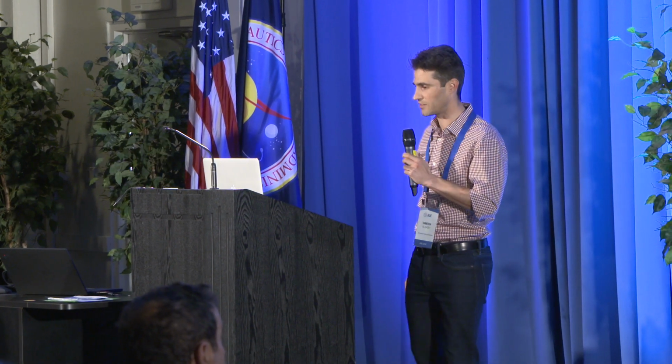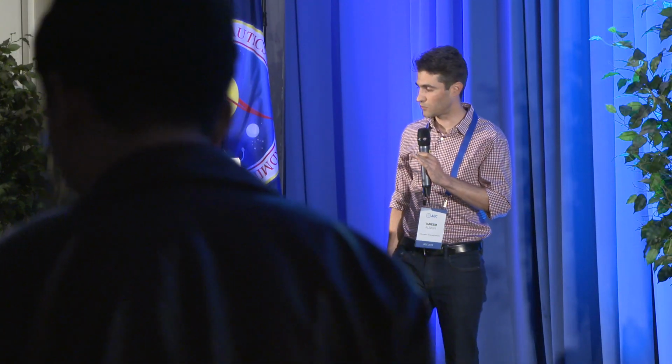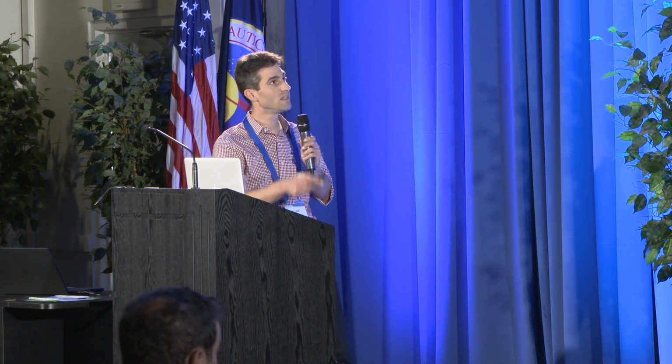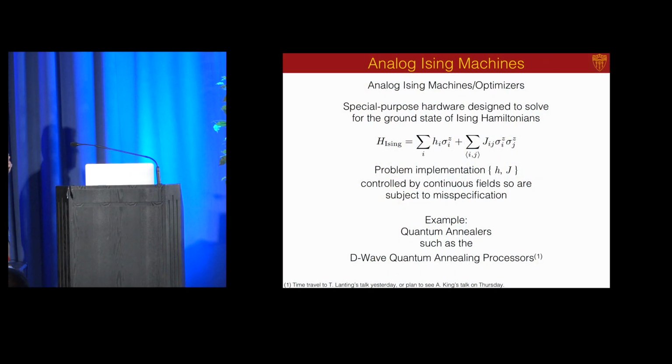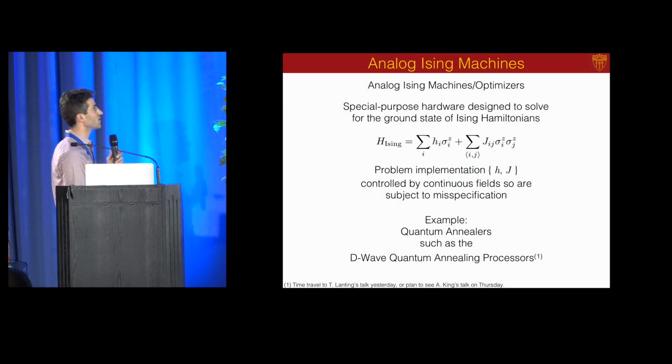So let me begin by explaining what I mean by an analog Ising machine or an analog Ising optimizer. What I have in mind here is a special purpose device built to solve for the ground state of Ising Hamiltonians, right? So this is my Ising Hamiltonian. But crucially, the Ising parameters, the local fields and the couplings, are controlled on the device by some continuous field, such that they'll always be subject to some misspecification, okay?